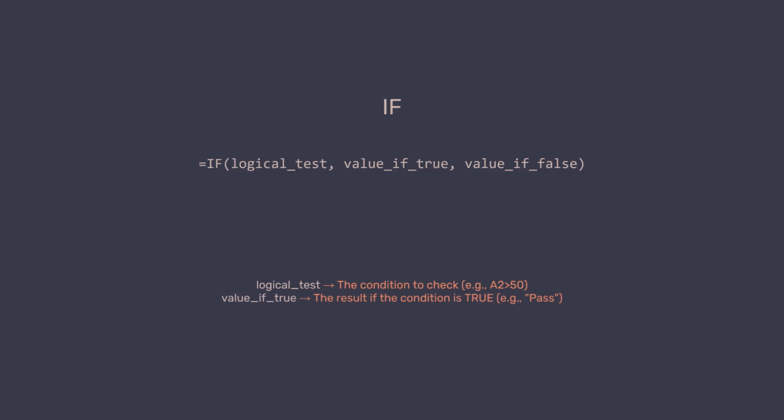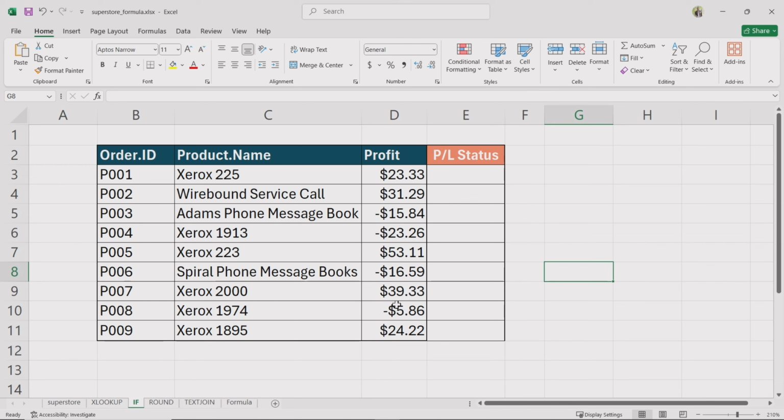Value if true, this is the result when the condition is true. For example, if A2 is greater than 50, we might return "pass." Value if false, this is the result if the condition is false. If A2 is not greater than 50, we might return "fail."